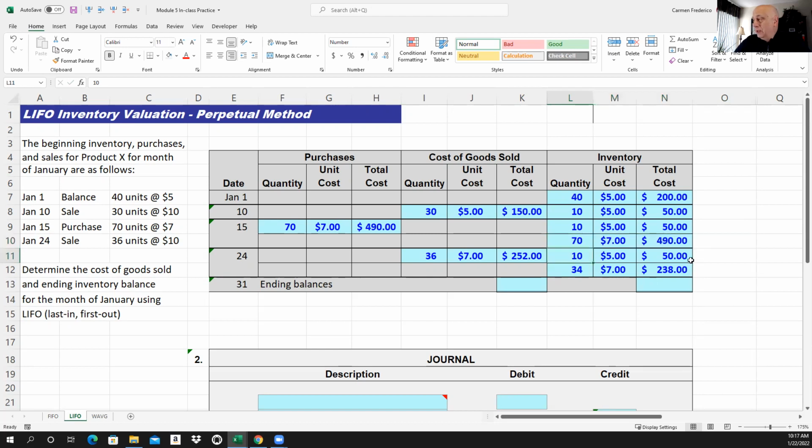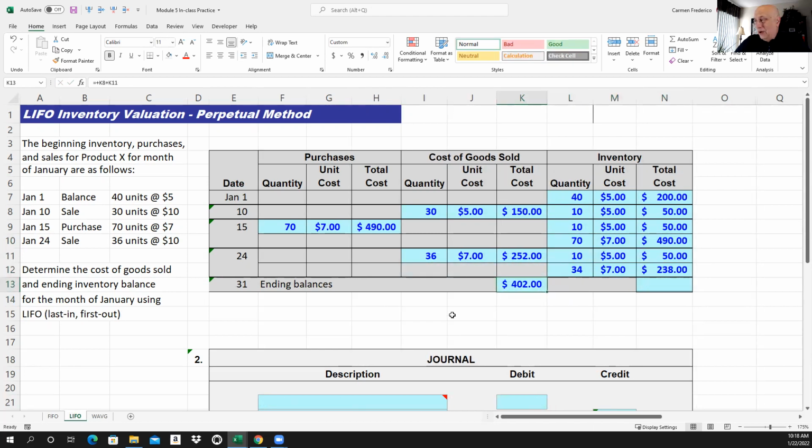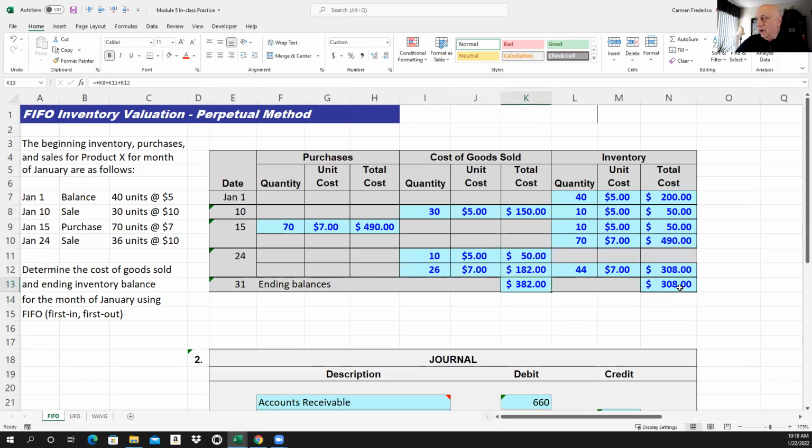So what are we left with? 2 layers of inventory. Our cost of goods sold for the month would be the $150 plus the $252, which is $402. You notice the $402 under LIFO is higher than under FIFO. Why? Because we're costing out the most recent, higher priced items first, higher cost items first. Okay, our inventory valuation will be lower under LIFO. It's $288. Back in FIFO, it was $308.